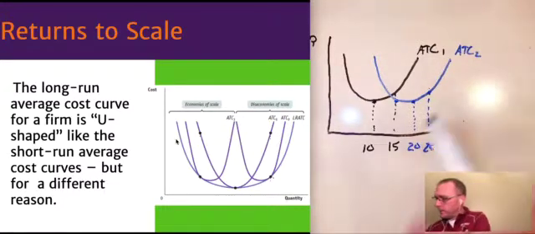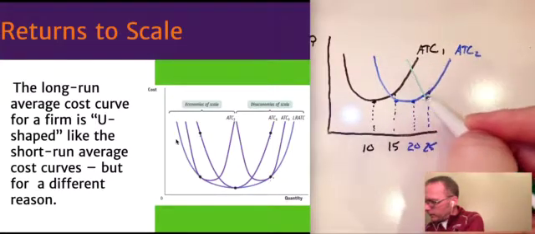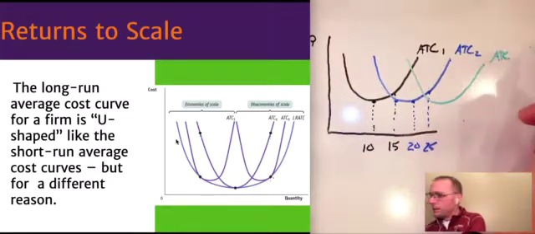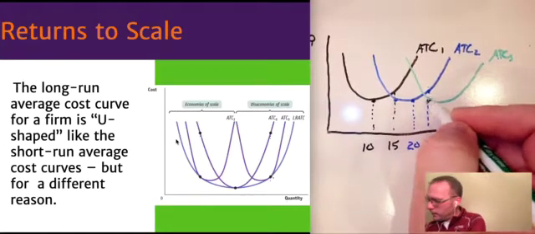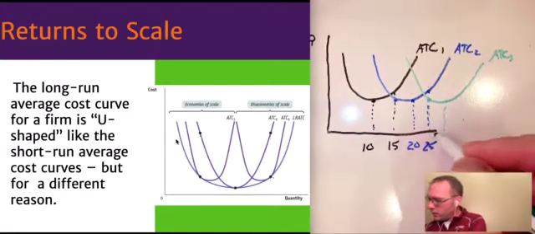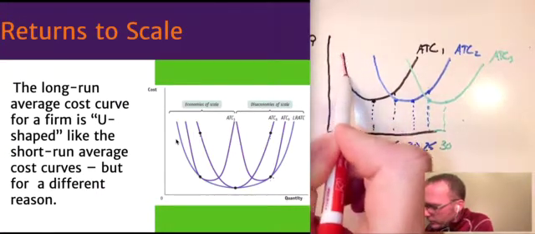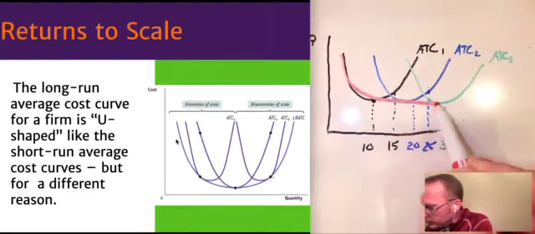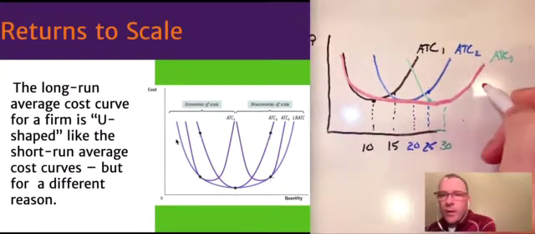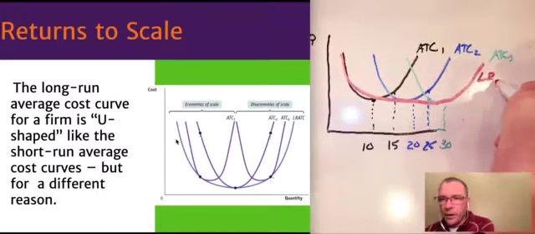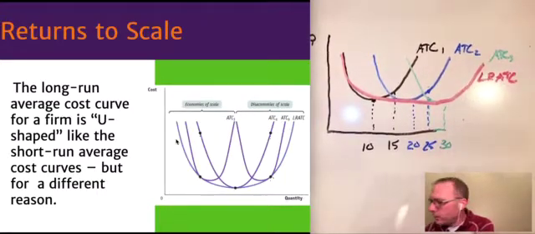So we go to ATC3, and ATC3 looks like this. As I get my ATC3 out here, you can see at 25 units, now I'm on the downslope. When I get out here to like 30 units, I'll be at the bottom. So as you look at all those different average total cost curves, what we're going to find is there's a long run average total cost curve. My long run average total cost curve is basically the bottoms of all of them. If I follow my first one to my second one to my third one, that red line is now my long run average total cost curve.